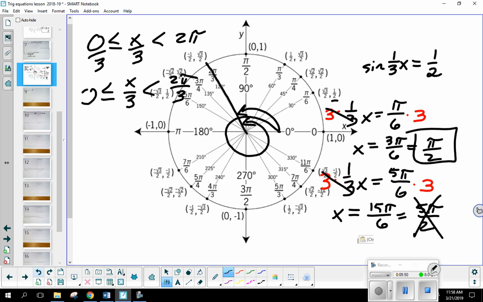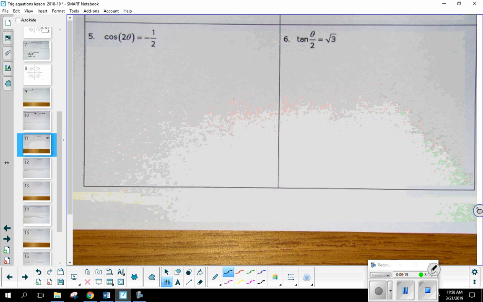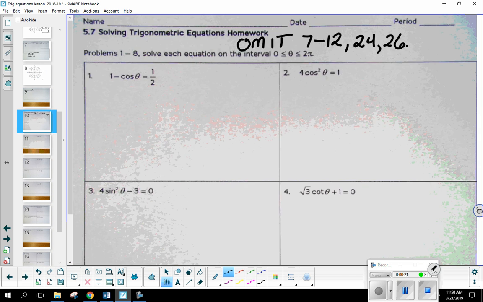Okay. So let's work number 5. Number 5 on your homework is very similar to this one. You are manipulating theta. Okay. Is everybody ready? All right. So let's see here. We're going to go ahead and work number 5. I believe it's going to be right here. There we go.